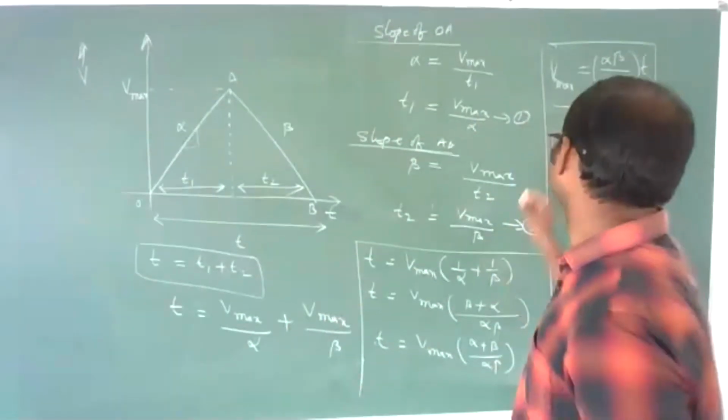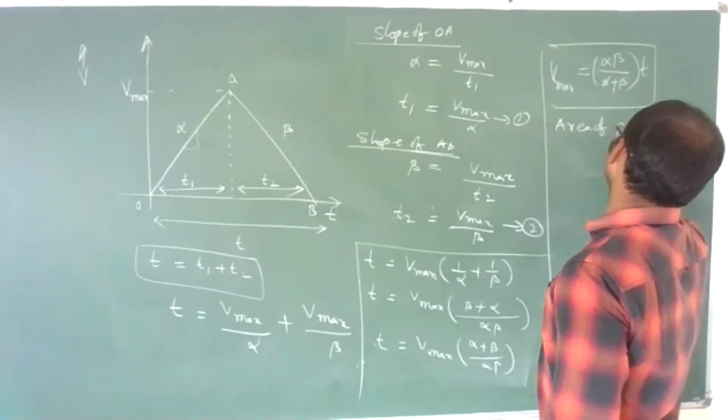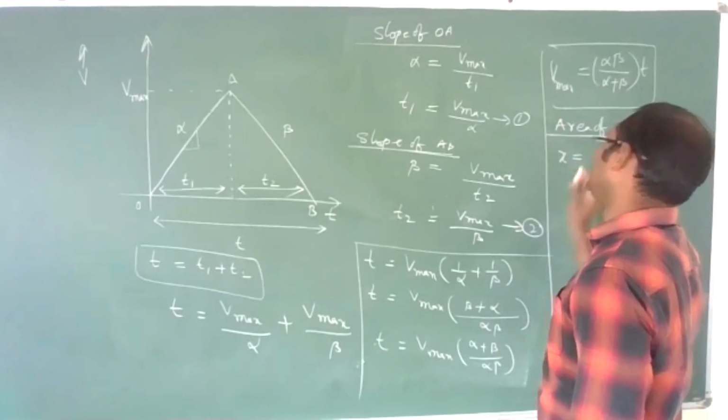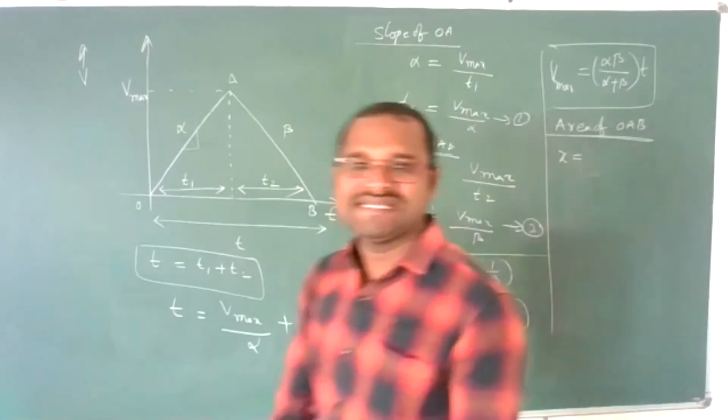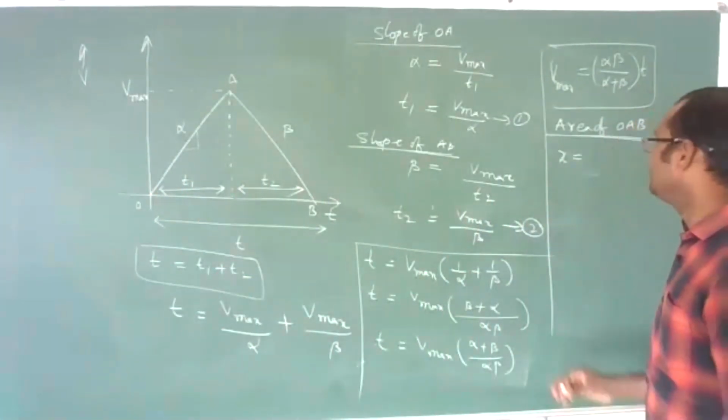My question is, area of OAB gives you what? It will give you total distance. I am saying yes, X. You can say yes or yes bar also. I am saying displacement. Okay, is equal to what?